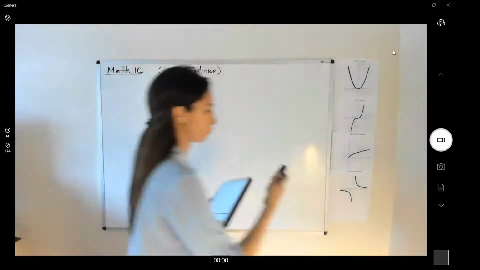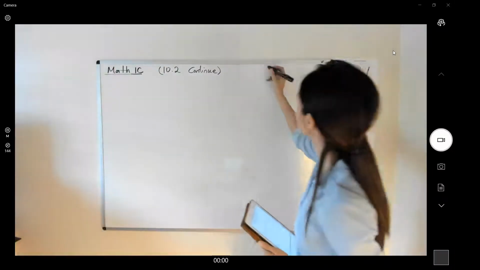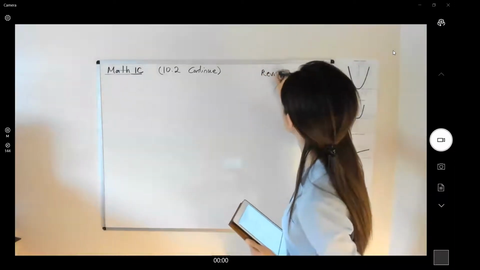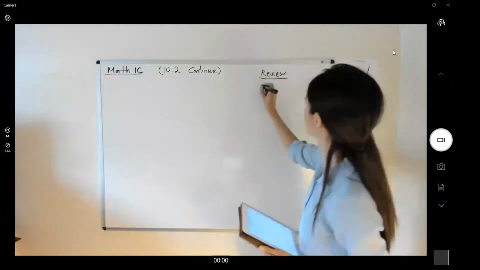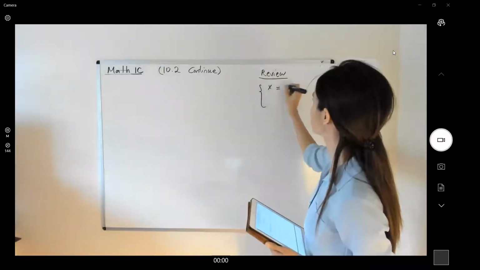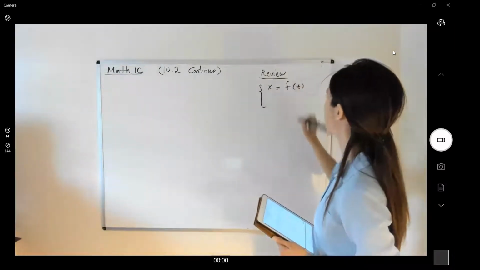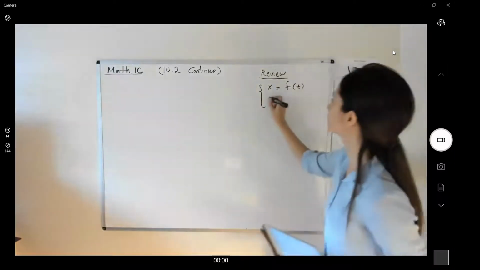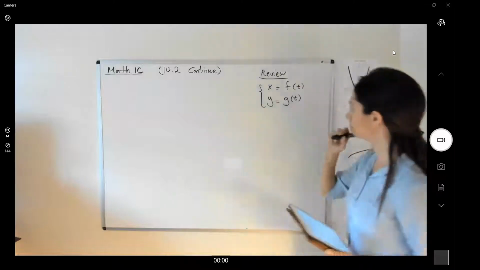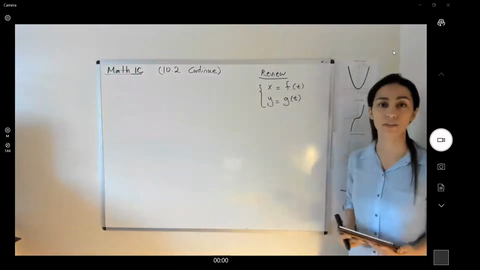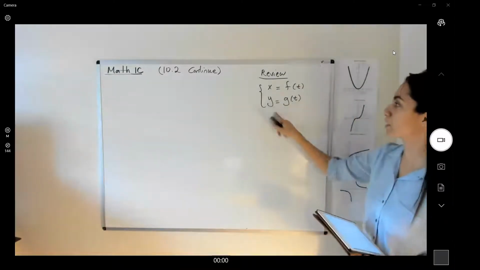So what have we learned so far? Let's review a little bit. We learned about parametric equations. For example, x is a function of variable t, and y is a function of variable t. We learned that we can take the derivative of these parametric equations.